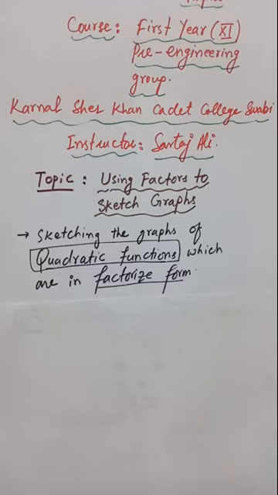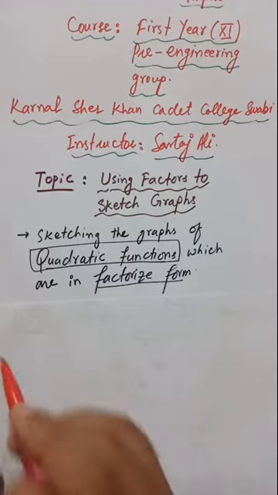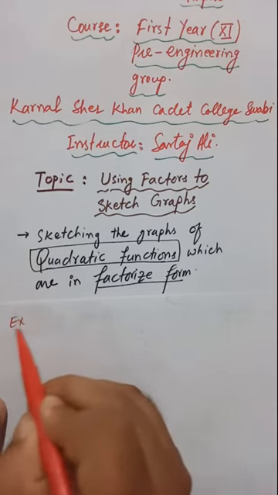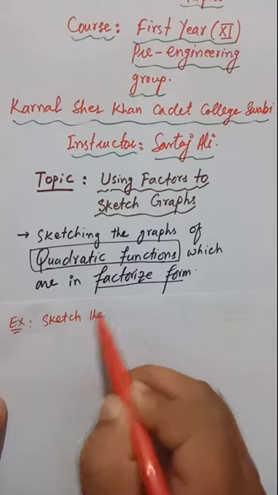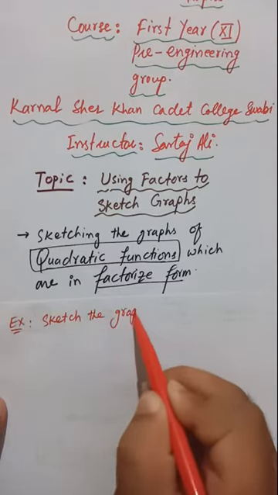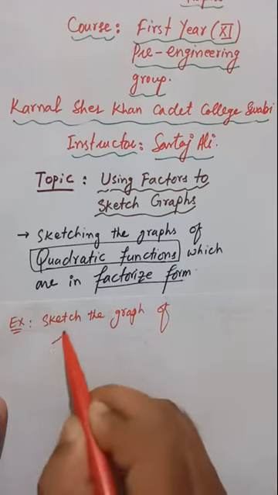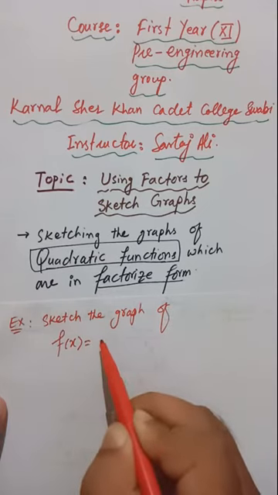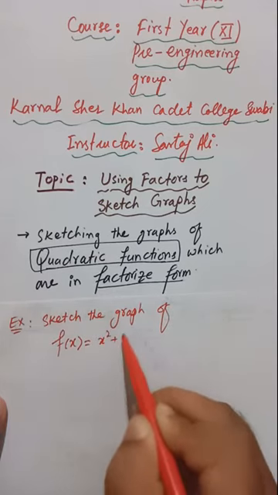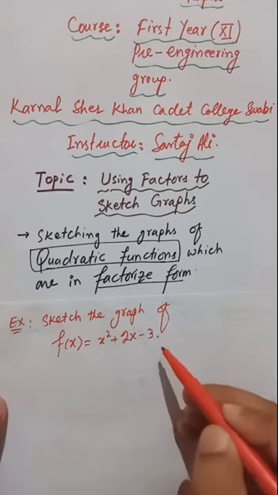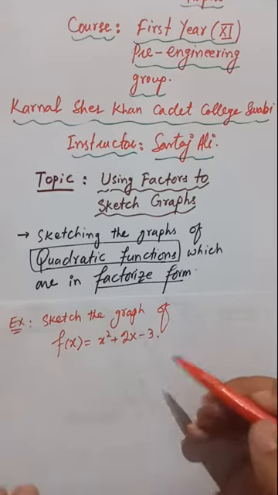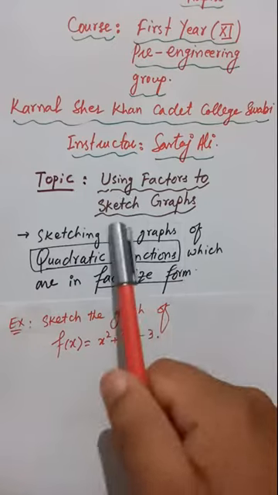The example is, sketch the graph of the quadratic function f of x is equal to x square plus 2x minus 3. But which method can we use? Actually we are discussing using factors to sketch the graph.